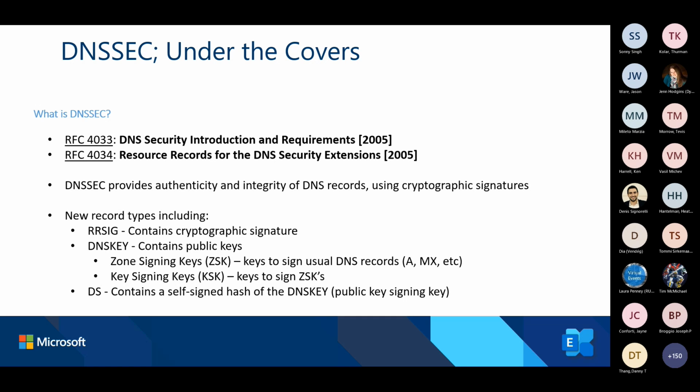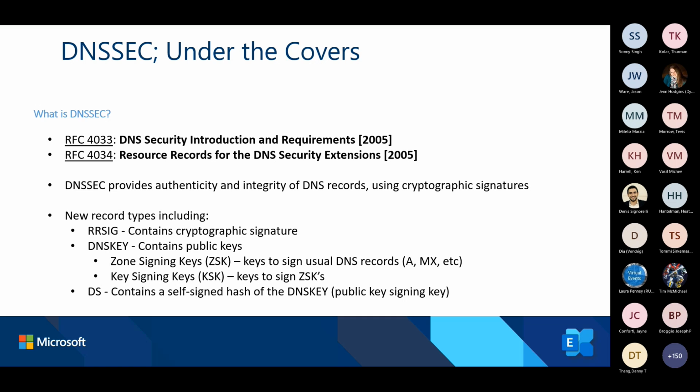There's going to be the DNS key record, and there are two flavors of DNS key records, as if DNSSEC isn't confusing enough. The first flavor is the zone signing keys. These are used to sign usual DNS records like A records or MX records. And then there's the key signing keys. These are used to sign the zone signing keys, and it's a way of validating if the zone signing keys were compromised or tampered with in some way.